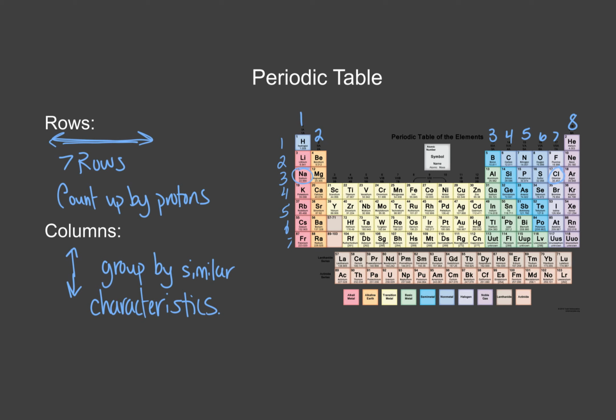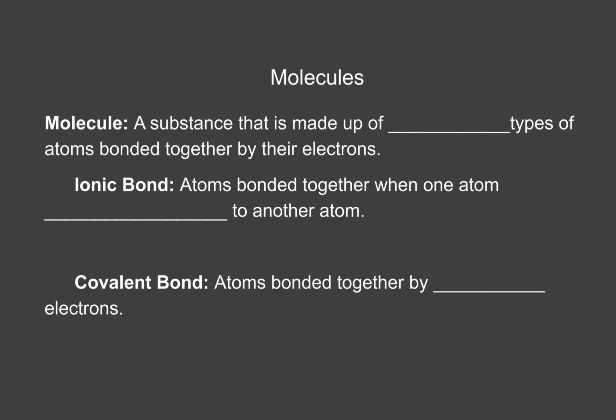Going across the rows is just counting up by protons. Columns group elements into their similar characteristics. And you'll have an assignment that dives further into that as well. And finally, we're going to talk about the definition for molecules and then look at some common molecules on Earth, especially molecules involved in life.